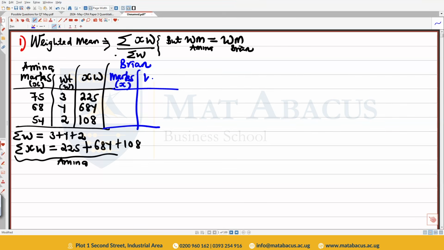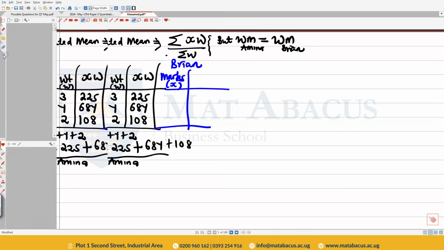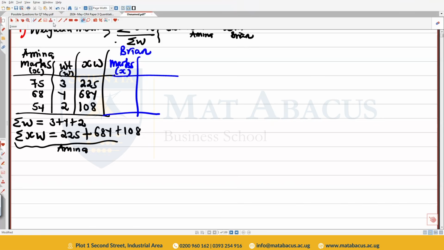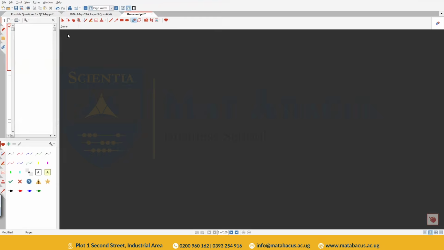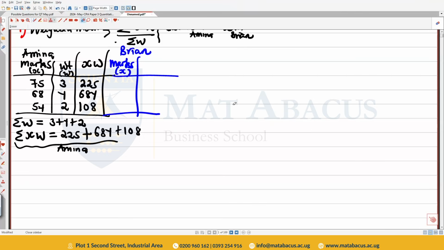So we just have X times W. This is X multiplied by W, strictly for Brian. Brian has which marks? Brian has a 60, and the weight is a 3. Brian has a 78, and the weight is a y. Brian has 50, and the weight is a 2.